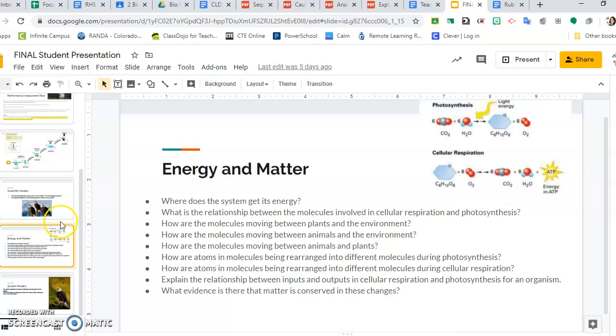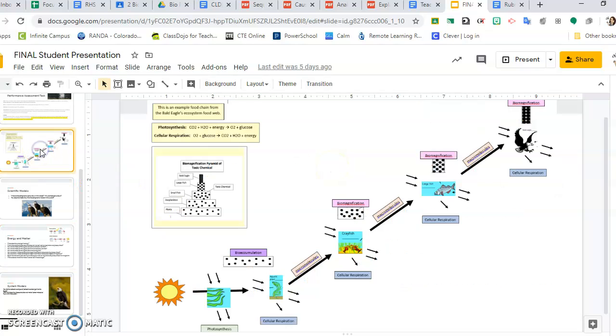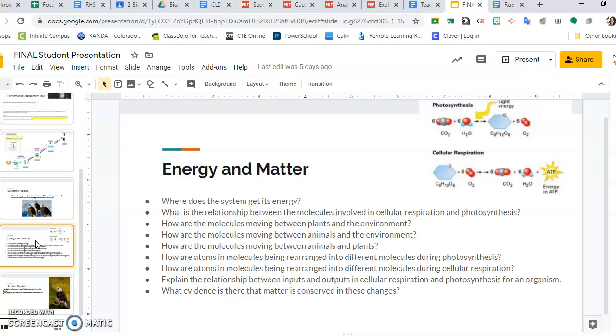Okay, slide 6. Where does the system get its energy? It's still relating to this system in general, still relating back to this model. You're answering all of these questions. You can cut and paste these questions into different slides to space them out. You can also answer them in a paragraph form if you prefer not to answer them question by question.